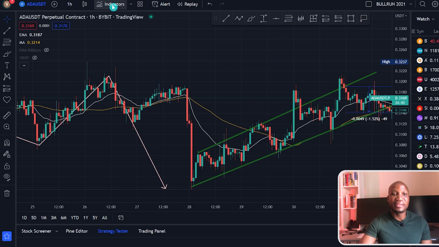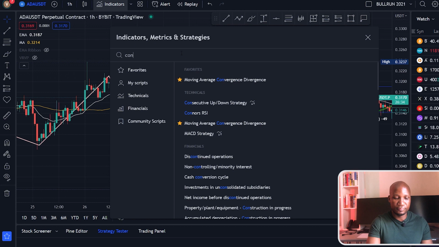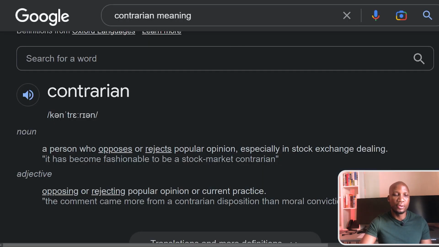Now, if you come to indicators here on your charting software and type contrarian, you realize that the indicator is not there. And that is simply because this is a sentiment-based indicator. What does that mean? In order for us to really understand what we're getting into here, let's first look at the definition of the word contrarian. It means a person who opposes or rejects popular opinion, especially in stock exchange dealing. The adjective means opposing or rejecting popular opinion or current practice.